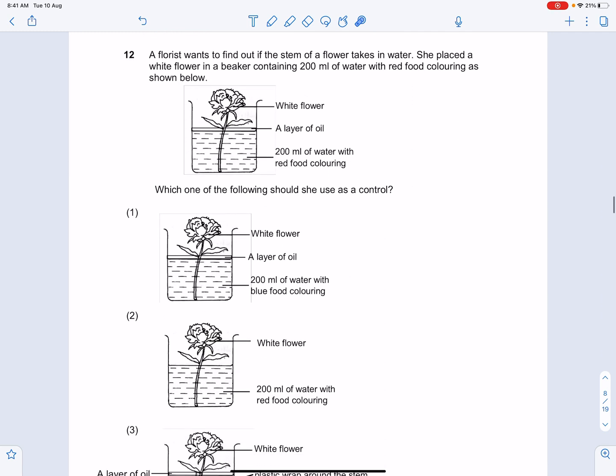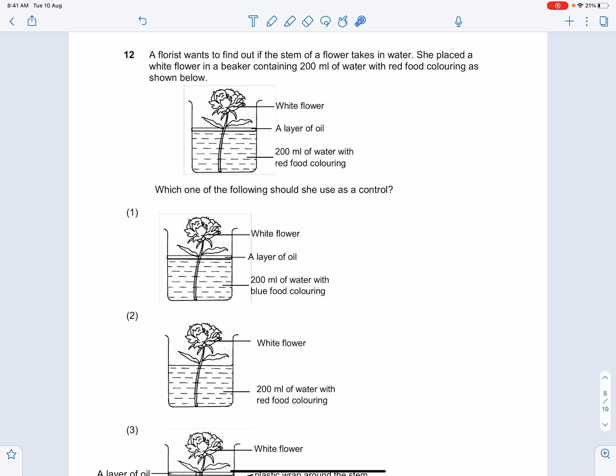Moving on, a florist wanted to find out if the stem of a flower takes in water. She placed a white flower in a beaker containing 200 ml of water with red food coloring dye, as shown. Which of the following should she use as a control?